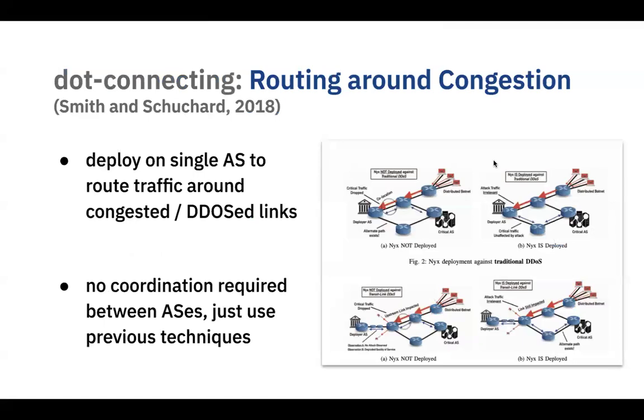So we can also use some of these techniques that I've mentioned previously to achieve certain effects. One of the papers we looked at was routing around congestion. This is a system deployed in a single AS to route traffic around congested or DDoS links. No additional coordination is required beyond the single AS it's installed on, and it is achieved using only some of the techniques we have previously mentioned.